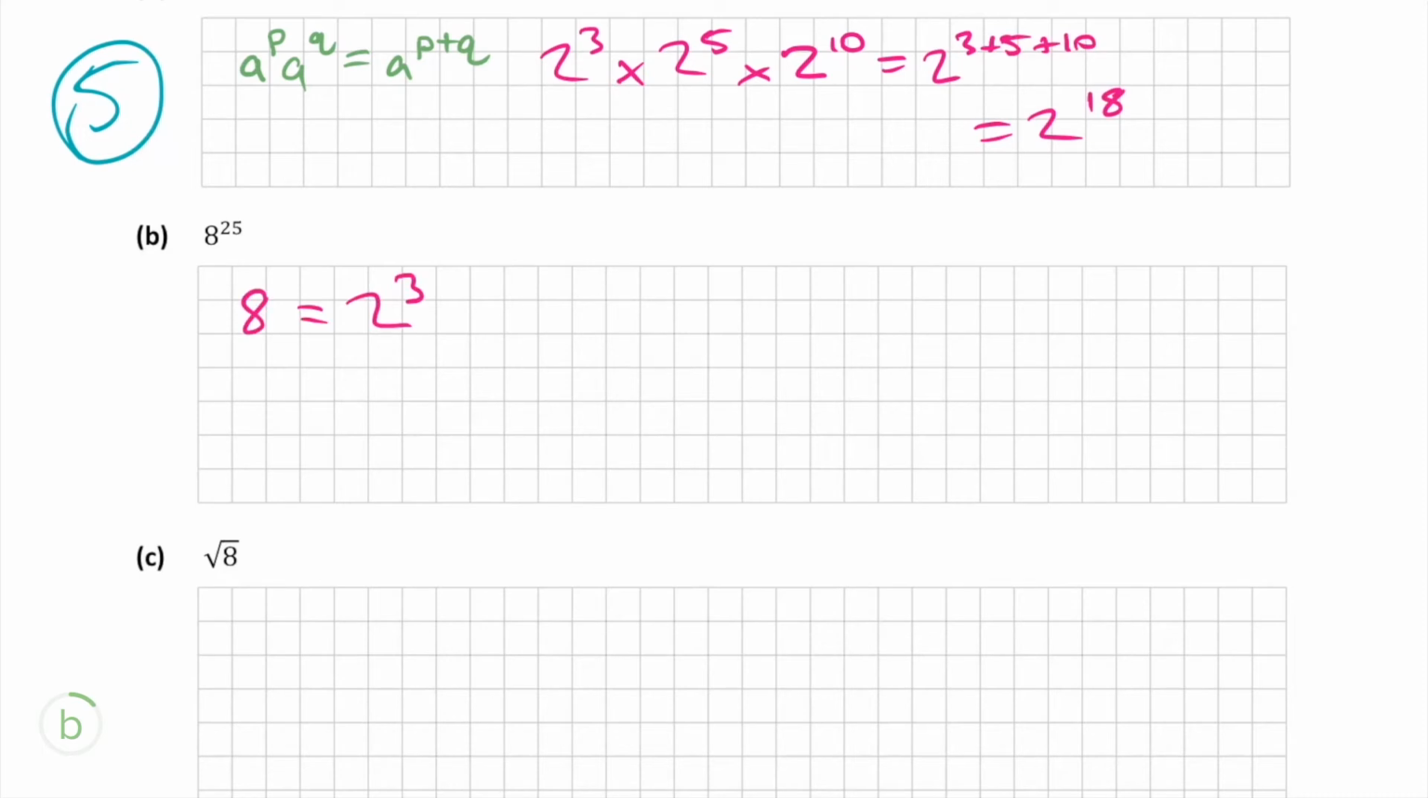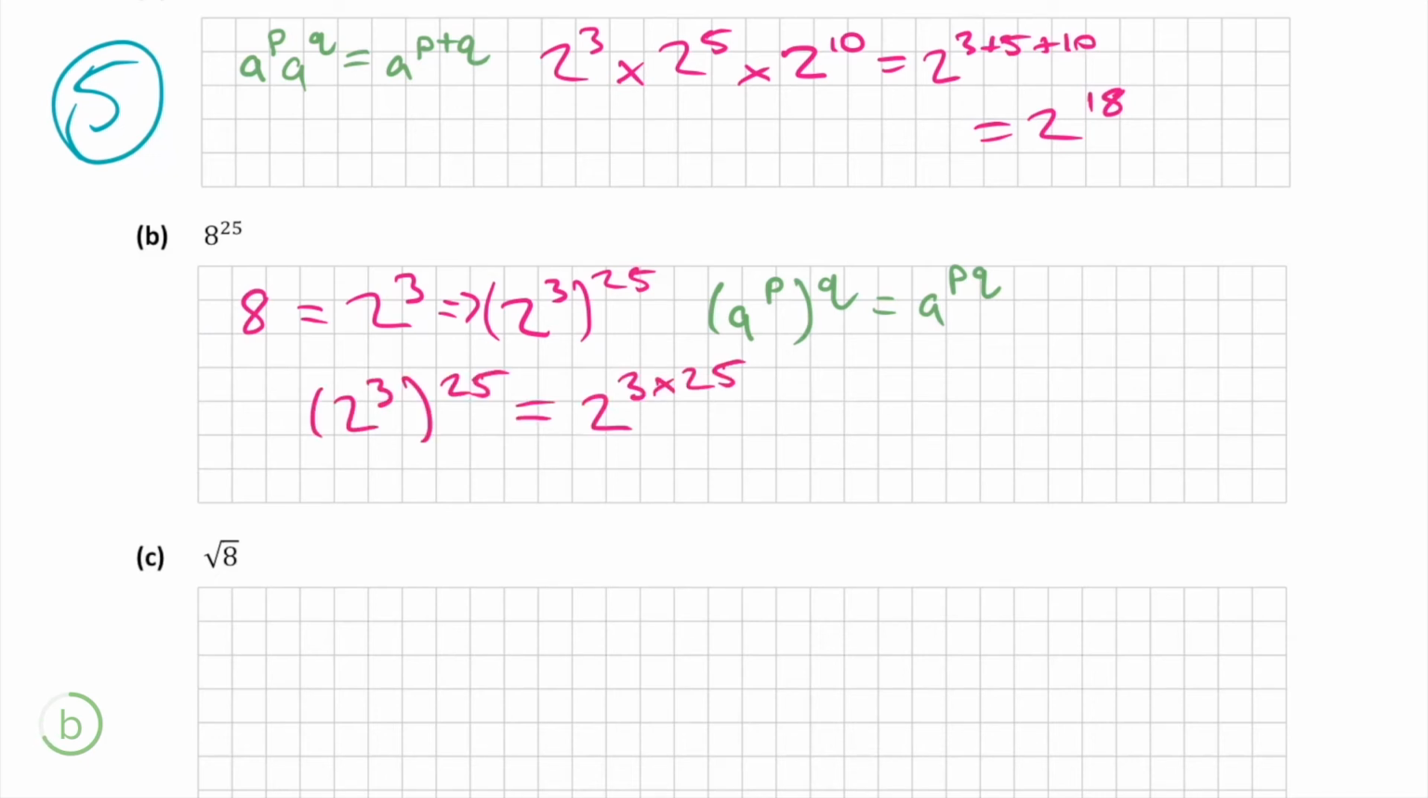First of all, to write 8 as 2 to a power, we can write 8 is equal to 2 to the power of 3. So in this case, we can write the original number as 2 to the power of 3 all to the power of 25. Now we can use this rule in our log book, which says that if we have a to the power of p all to the power of q, we can rewrite this as a to the power of p times q. Applying this to our question, we get an answer of 2 to the power of 3 times 25. Multiplying this out, we get 2 to the power of 75. Now we have our answer in the form they're looking for in the question, so we get another 3 marks.